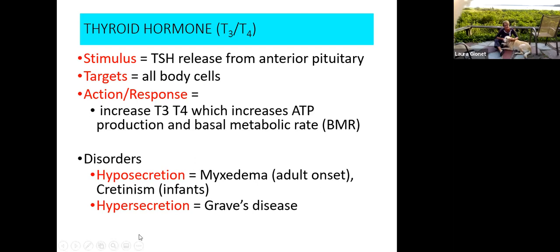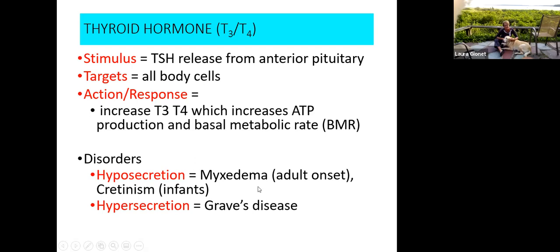All right, disorders, hyposecretion disorder. We have two, again, depending on the age of the individual. Adult onset of hyposecretion of T3, T4 is called myxedema. And hyposecretion in infants, right, of T3, T4 is called cretinism. We have one hypersecretion disorder I want you to know, and that's called Graves' disease.